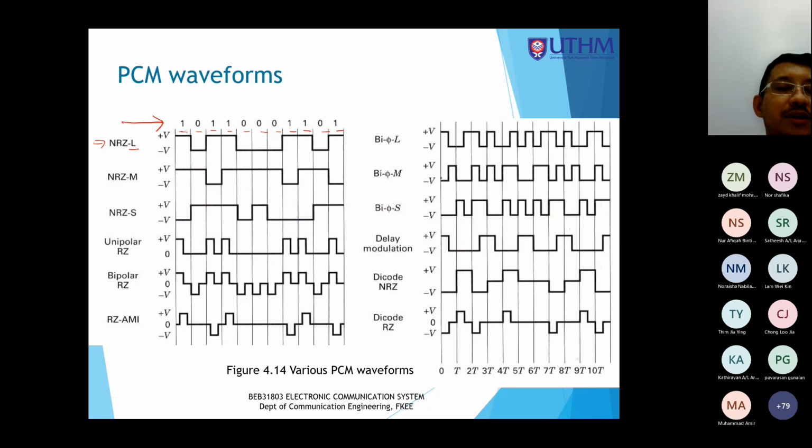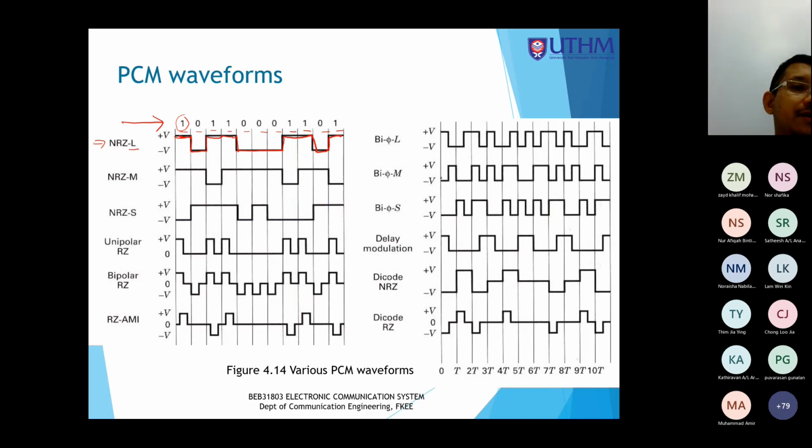For example, here logic 1 input will produce positive voltage, and logic 0 will produce negative voltage. Logic 1 positive, logic 1 positive output voltage, logic 0 negative voltage, logic 1 positive, negative, and positive. So this is non-return to zero level.